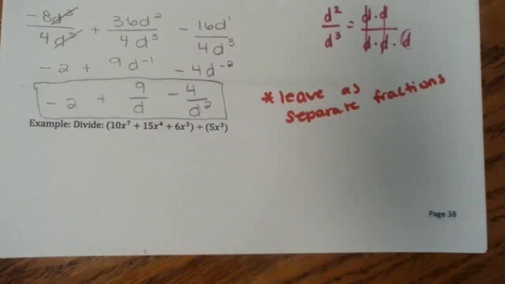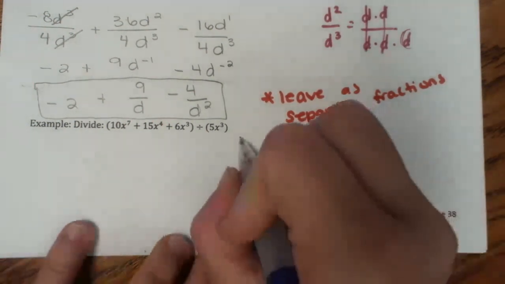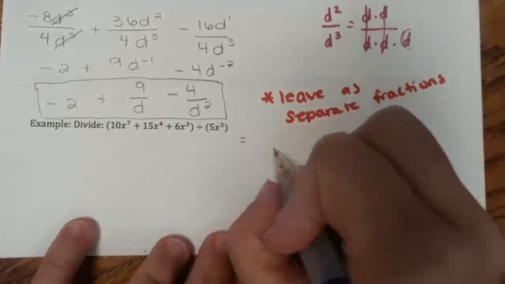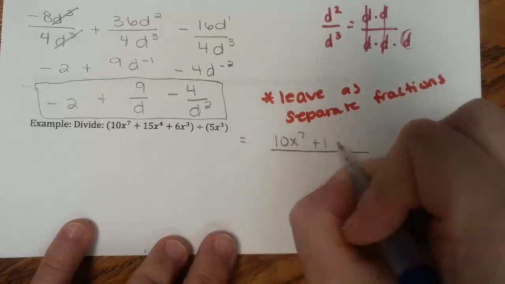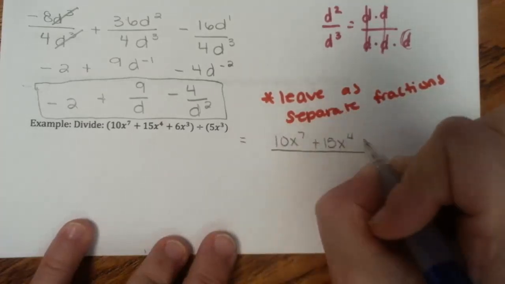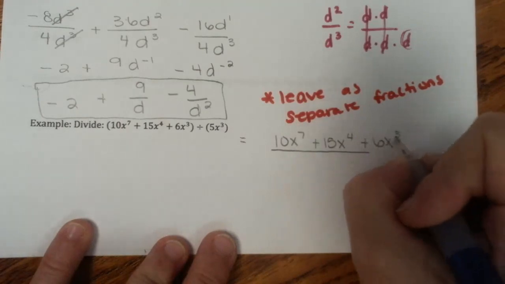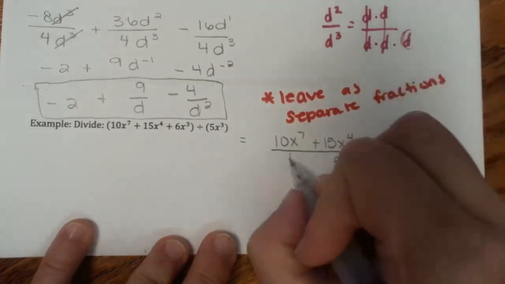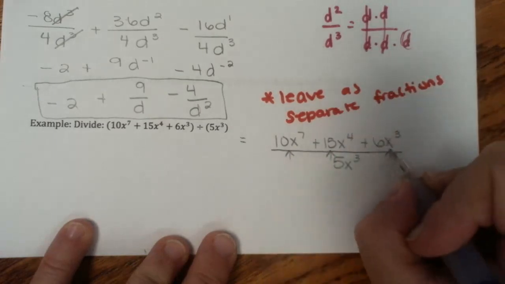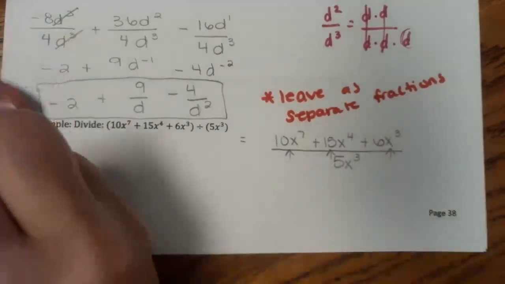Last one, to divide 10x to the 7th plus 15x to the 4th plus 6x cubed divided by 5x cubed. So you can rewrite this. Instead of the division, you can write it as a big fraction. So 10x to the 7th plus 15x to the 4th plus 6x cubed all over 5x cubed. So now it looks just like the other one. So every term is going to be divided by that 5x cubed. So let's separate our fractions.